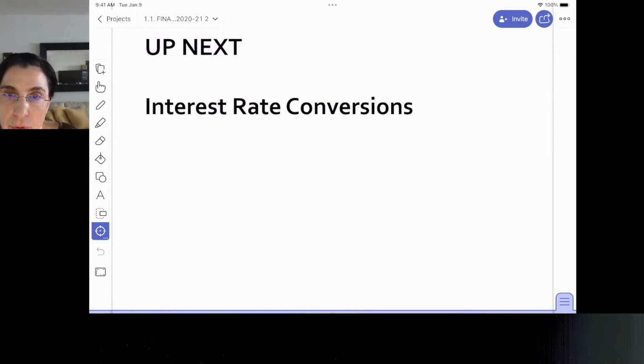And then we move into interest rate conversions. Okay, so now you tell me, what do you want me to work on? I left off with interest rate conversions and asked you to work ahead.